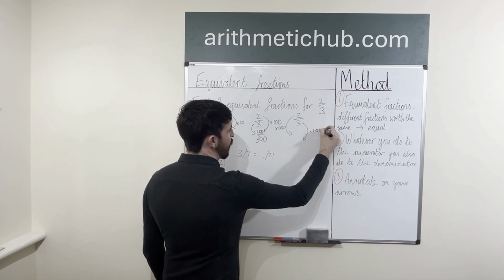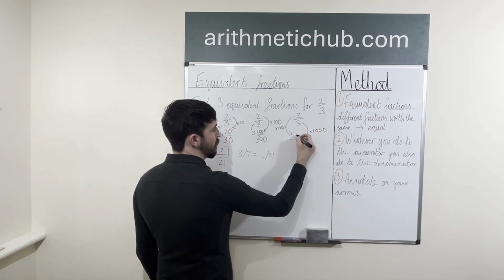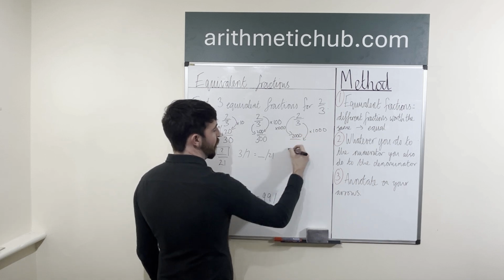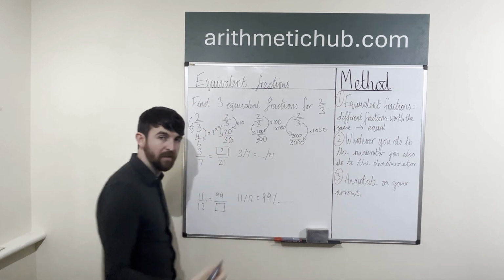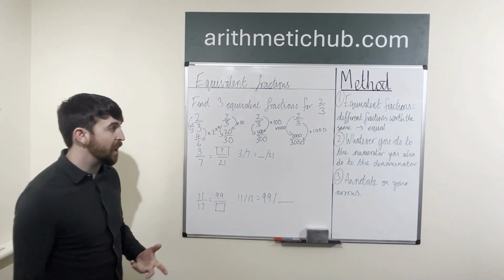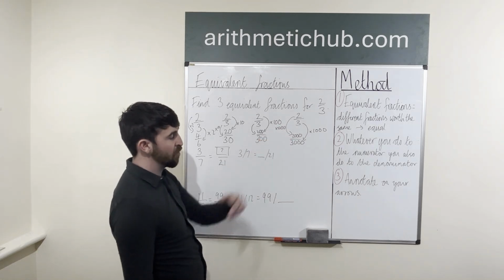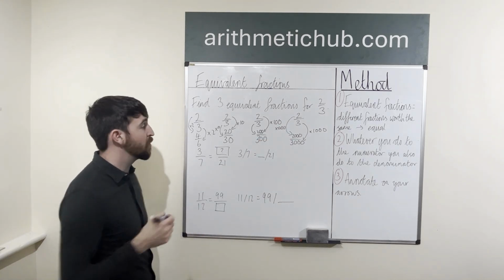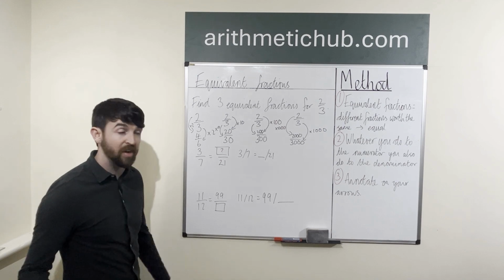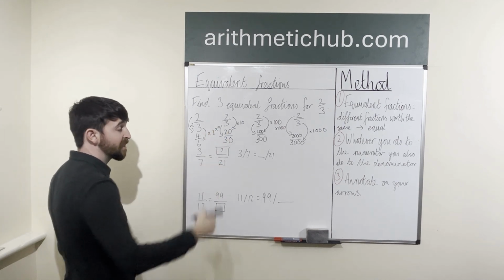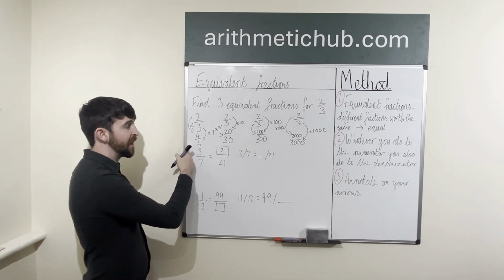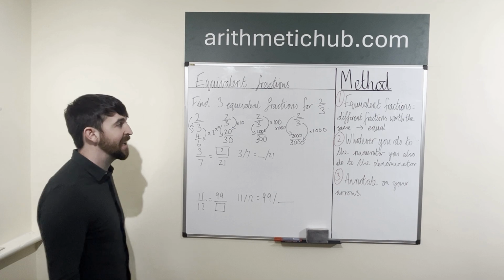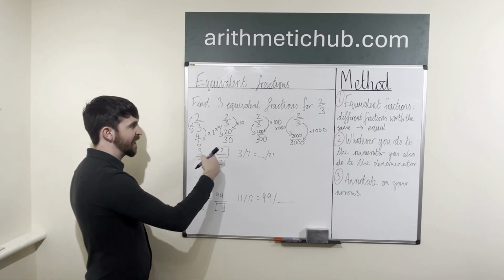multiply by 1,000. 2 times 1,000 is going to give me 2,000. 3 times 1,000 is going to give me 3,000. They're still equivalent fractions. 2/3 is the same as 2,000 over 3,000 in the same way that 2/3 is the same as 200 over 300, or 2/3 is the same as 20 over 30, or 2/3 is the same as 4 over 6.